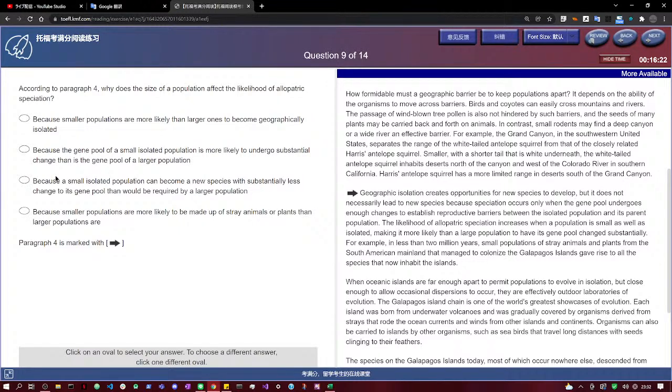Why does the size of a population affect speciation? Because a small isolated population can become a new species with less change to its gene pool than would be required by a large population, because the gene pool of a small population is more likely to undergo substantial change than that of a larger population.